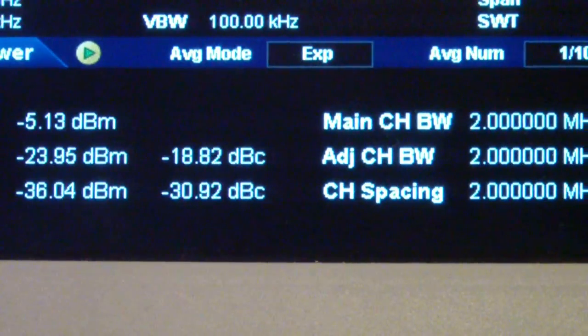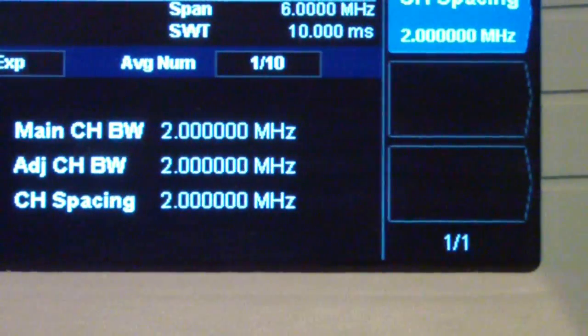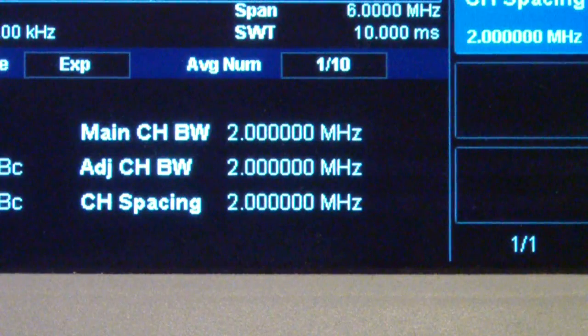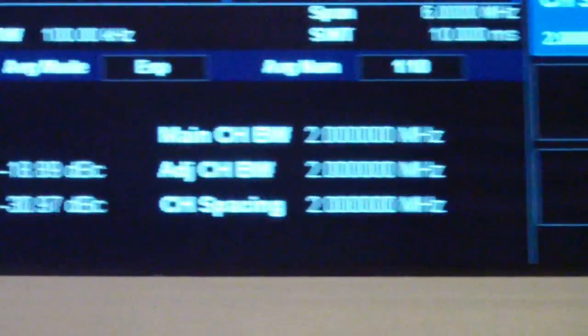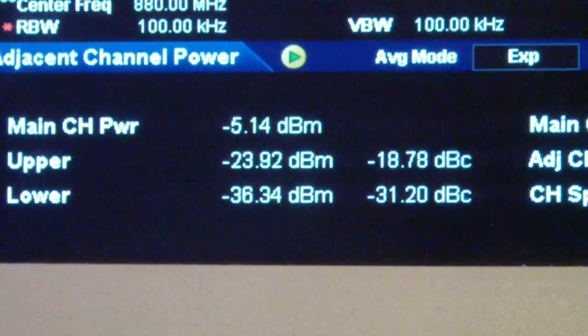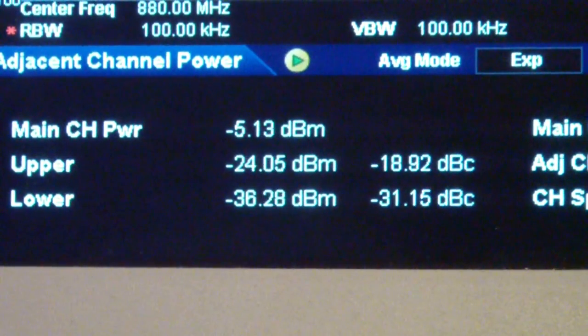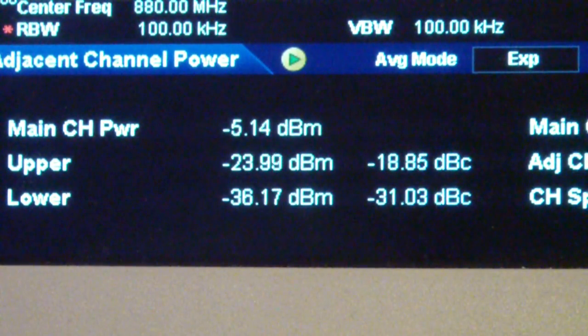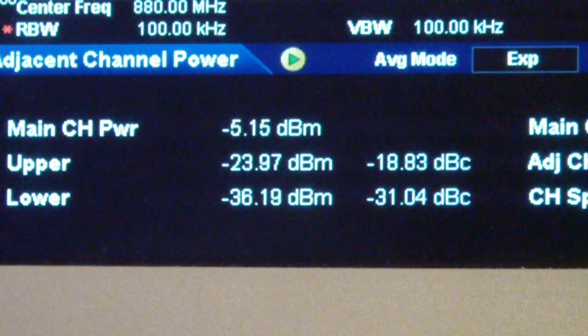And you'll notice that it says the adjacent channel bandwidth is 2 megahertz, the main channel bandwidth is 2, and the channel spacing is 2. And then if we go over here to the left, it tells us that the main channel power, the upper, is about minus 24, and the lower is about minus 36 or 37.